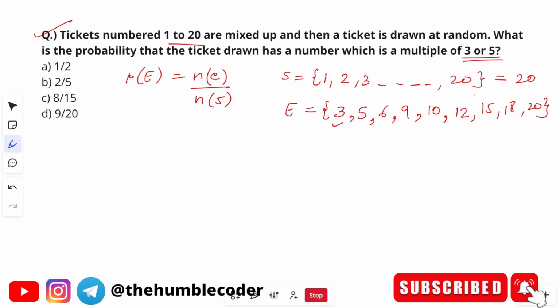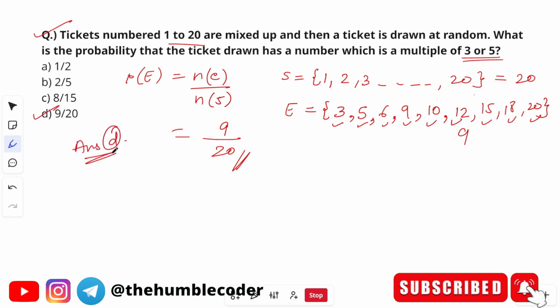How many are there? 1, 2, 3, 4, 5, 6, 7, 8, and 9. So these are 9. So n(E), the number of favorable outcomes, is 9, and n(S) is 20. So our probability is going to be 9 by 20. So the correct answer for this question is option D.